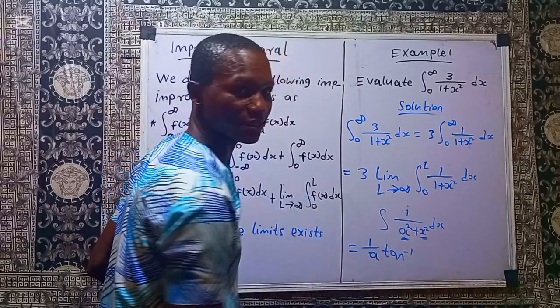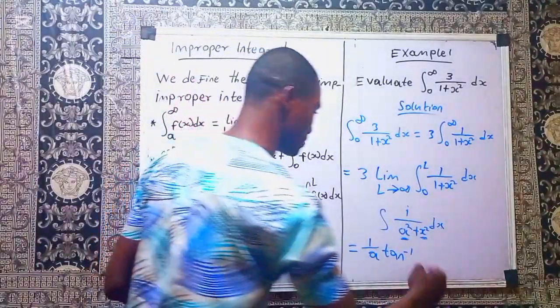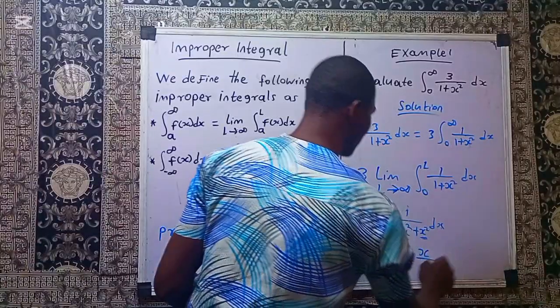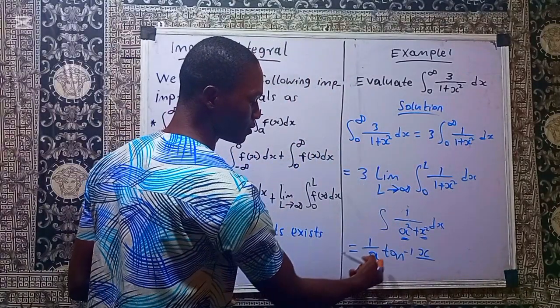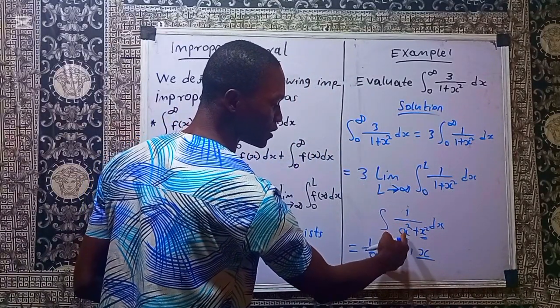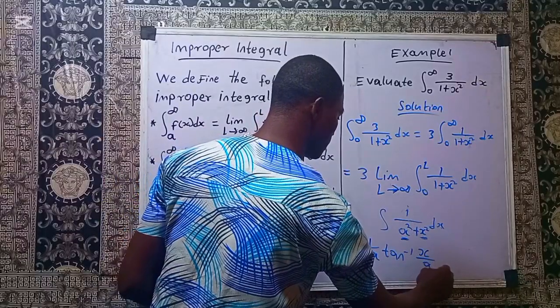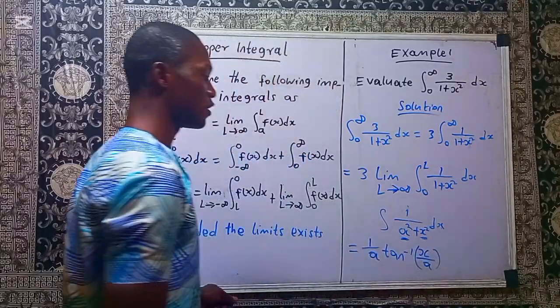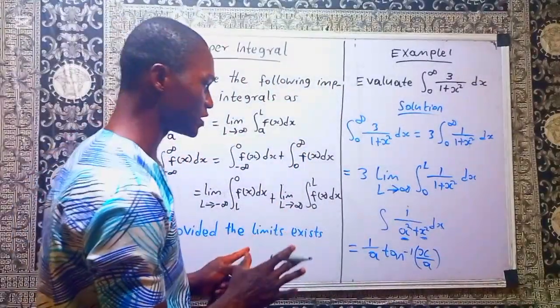the square root of this x square. What is the square root of x square? x divided by the square root of a square, divided by what? A. Because square root of a square is a. So this will give you the answer of this.